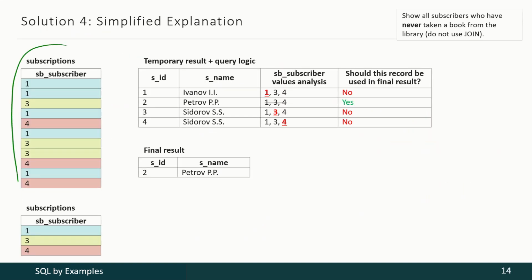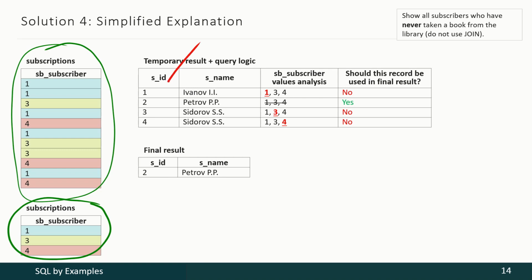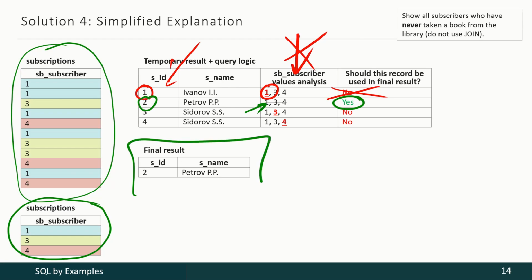First we select IDs of all subscribers who had ever taken a book, then distinct mode produces such a small result, and then the DBMS looks for IDs that are not in this set. So this ID is in this set and that record should not be placed in the final result. This ID is not in this set and that record should be placed into our final result.